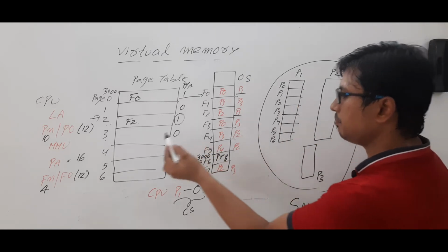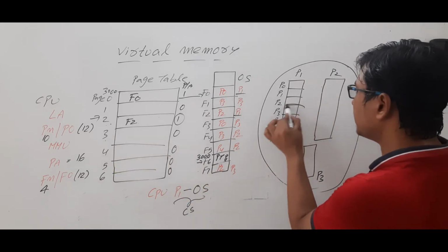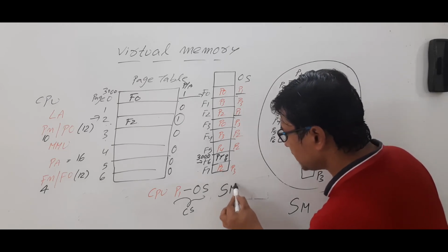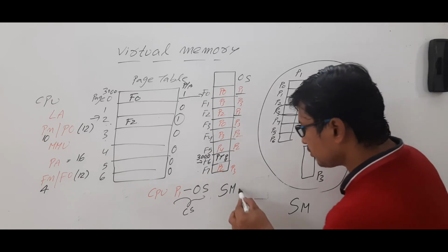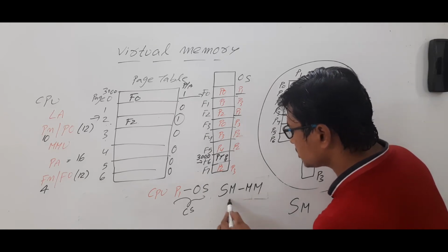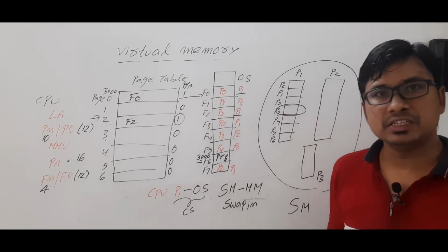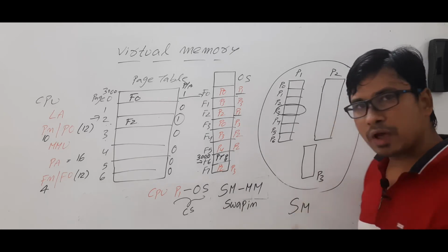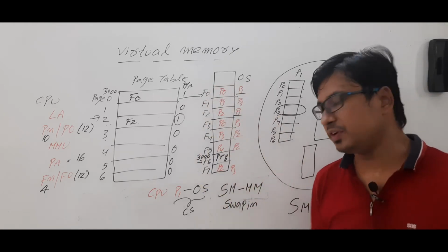Page number 3 of process P1 is in the secondary memory. So that particular page will be loaded into the main memory from the secondary memory. This process we will call swap in. Transferring the page from the secondary memory to the main memory is called swapping. Once the swapping is done, page number 3 has been loaded into one of the frames.